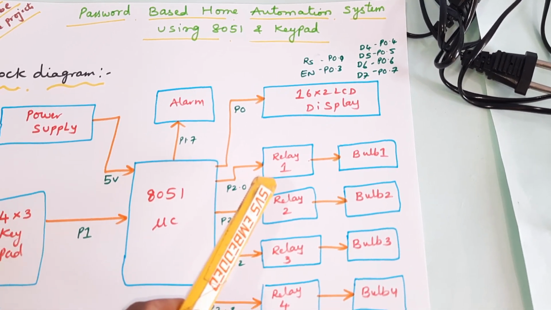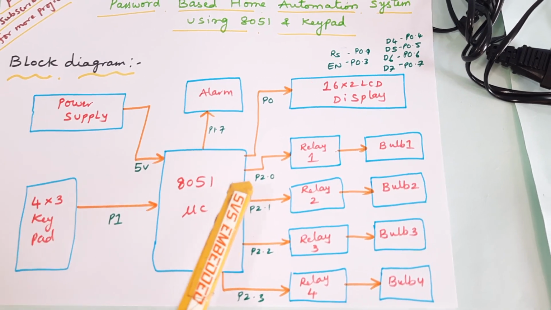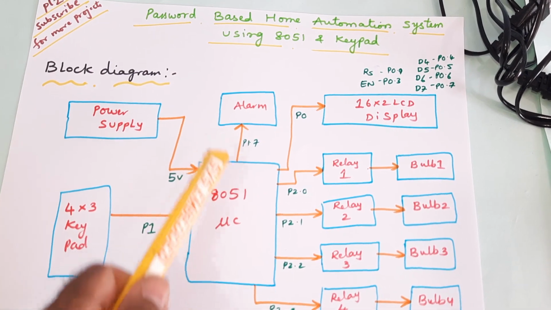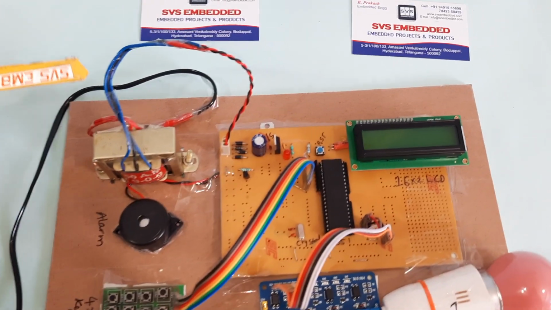SPDT relay, single pole double throw relay. The purpose of the relay is to switch on and switch off the AC bulbs. Alarm at P1.7. Let us come into the hardware part.